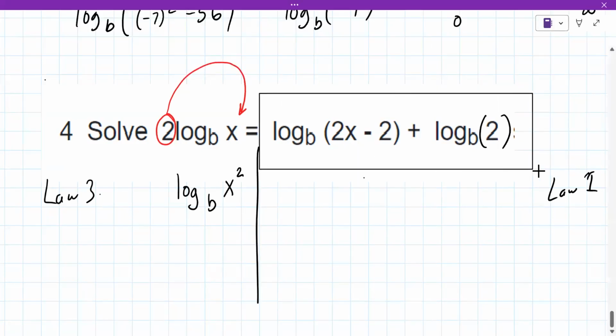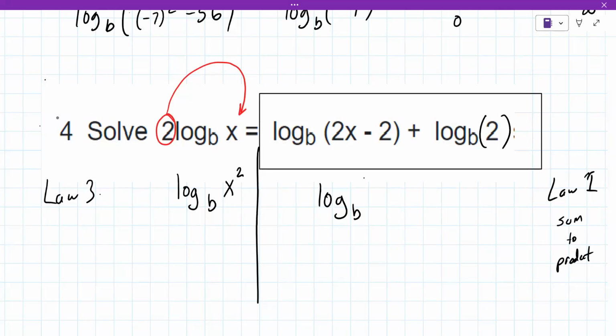What does law 1 say about a sum? What does a sum become? It was in your notes from yesterday. It's a sum to product. Oh yeah, sum becomes a product. Right, so that means you multiply the two things and only write one logarithm. A single log, but the product of these two things.